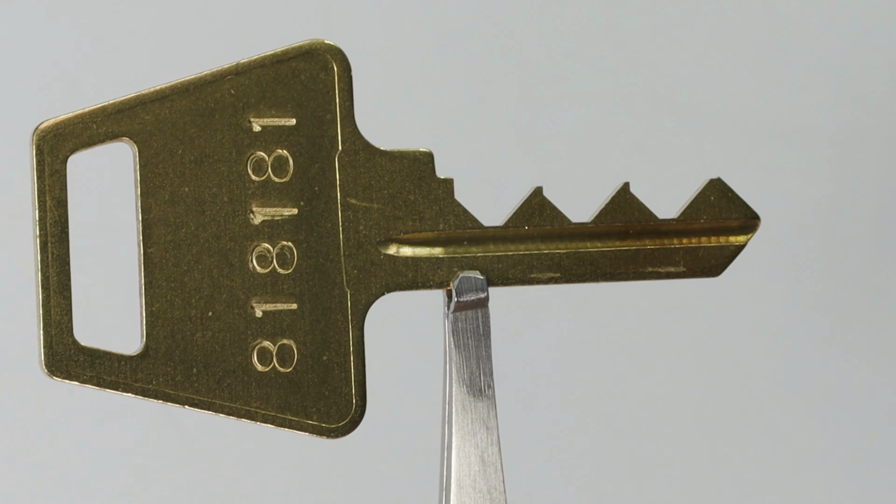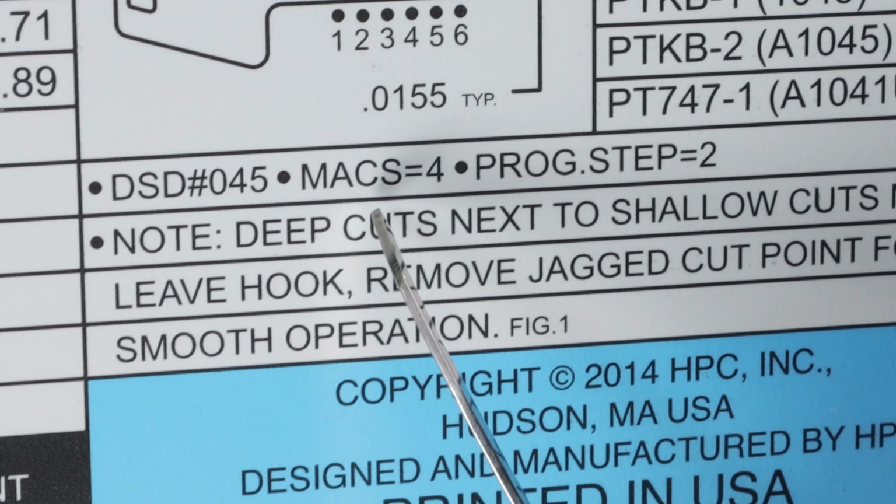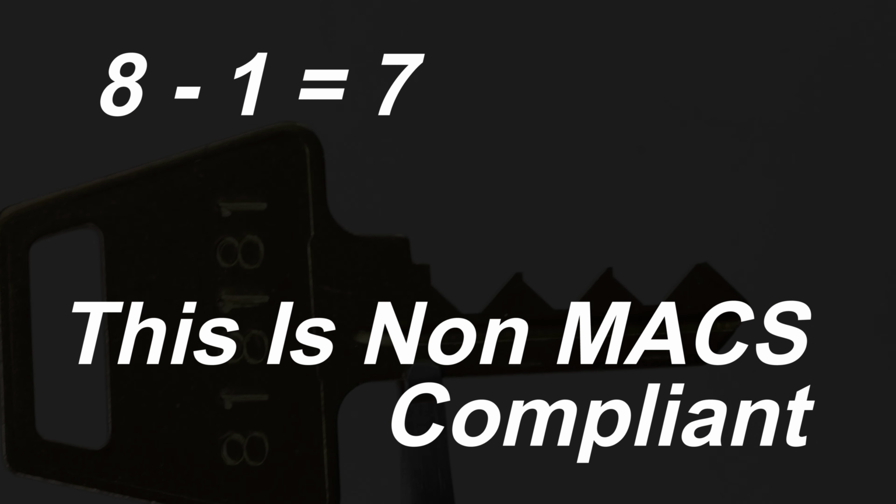When you take a look at the MACS for an American lock, and it varies from lock to lock, we see that the allowed MACS is 4. This is my HPC Blitz card, and it shows a max of 4. As you can see, a key that goes from 8 to 1 is a difference of 7, and that is non-compliant with MACS.